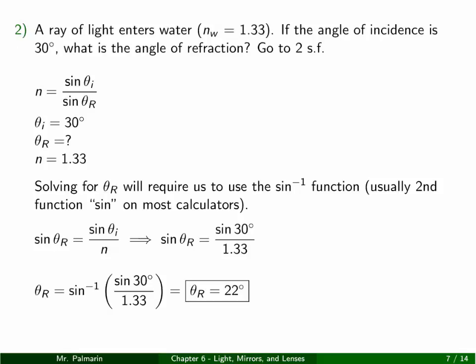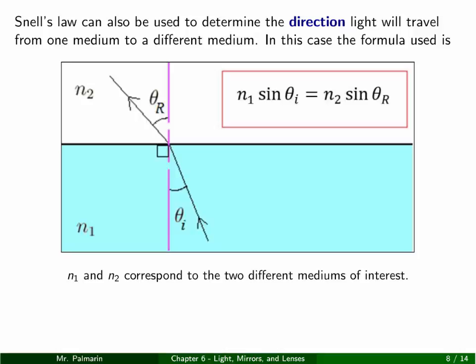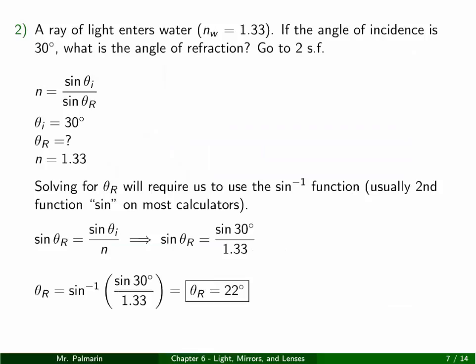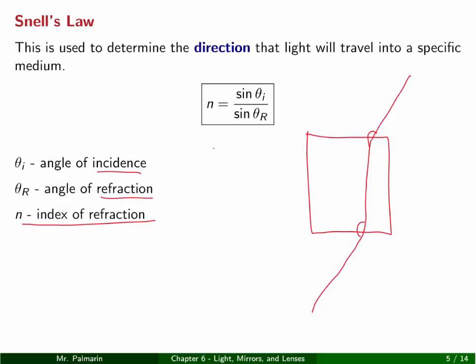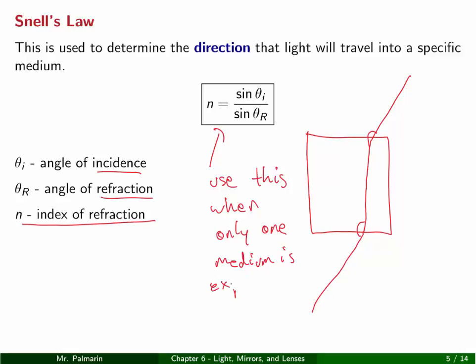Hopefully they make sense. I will go through some practice problems with the more common version of Snell's law. This version right here, so you're not confused. Why do we use it? You use this when only one medium is explicitly given, sorry, that's not how you spell explicitly, but I'm not going to change it. You get the idea. In other words, the assumption is made that air is the other medium.